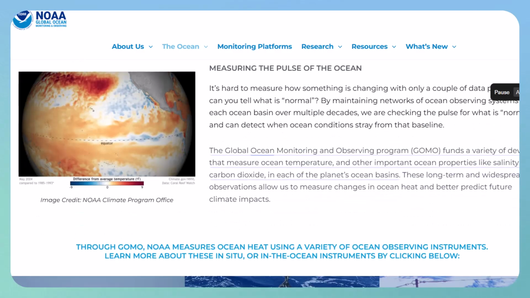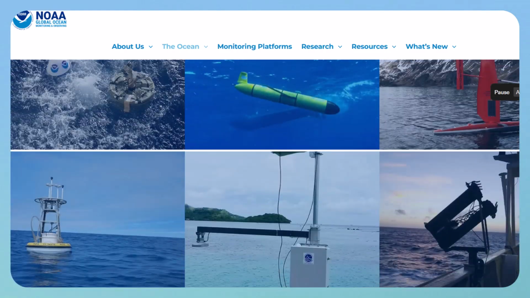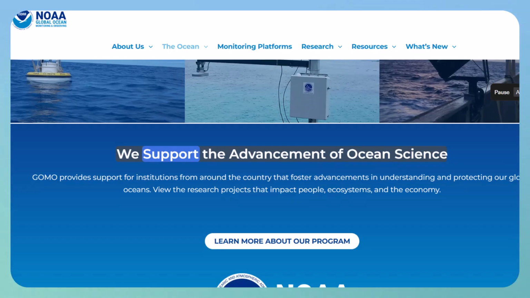The Global Ocean Monitoring and Observing Program, GOMO, funds a variety of devices that measure ocean temperature, and other important ocean properties like salinity and carbon dioxide, in each of the planet's ocean basins. These long-term and widespread observations allow us to measure changes in ocean heat and better predict future climate impacts. Expendable bathythermographs, XBTs.